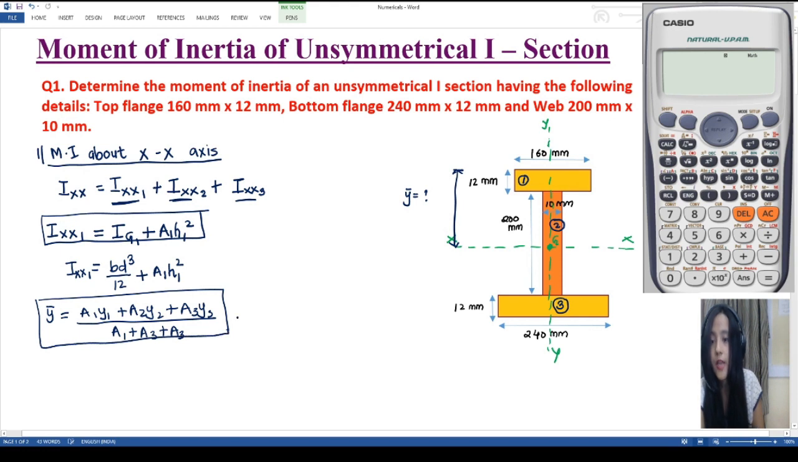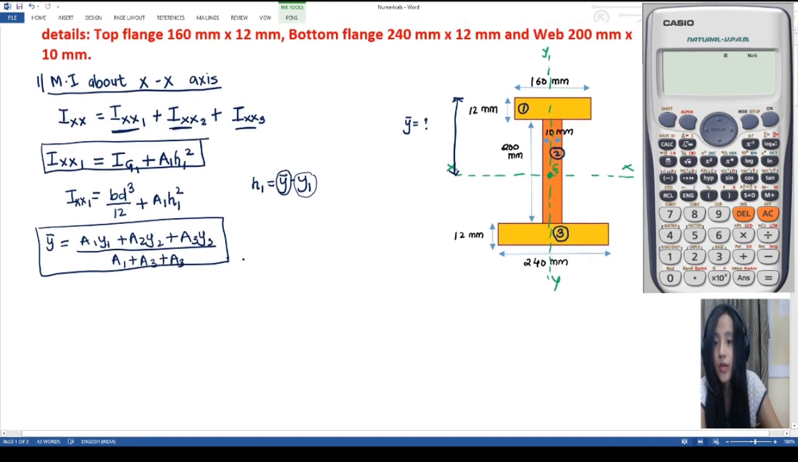After I find my Y bar, I can easily find my height H1. My height H1 will be equal to Y bar minus Y1. Now let us first find this Y bar, then I'll let you know what Y1 is, since we have to find Y1, Y2, Y3 all in this section here. I'll show you how we can find each of these values.